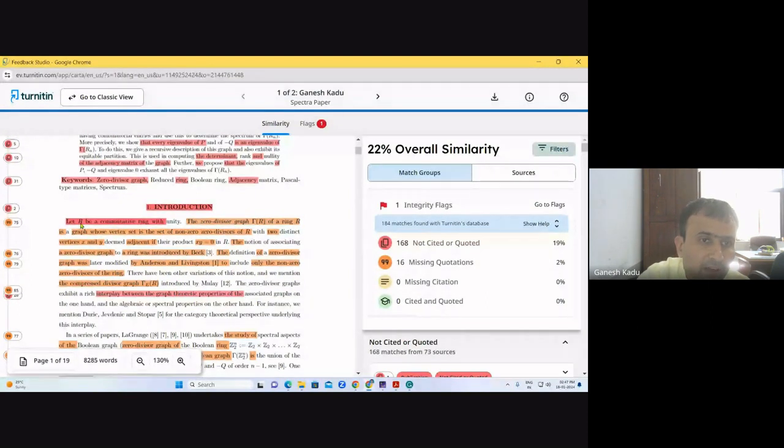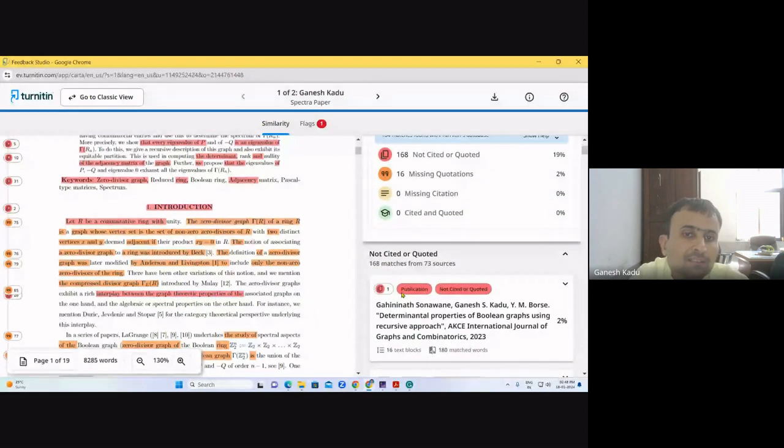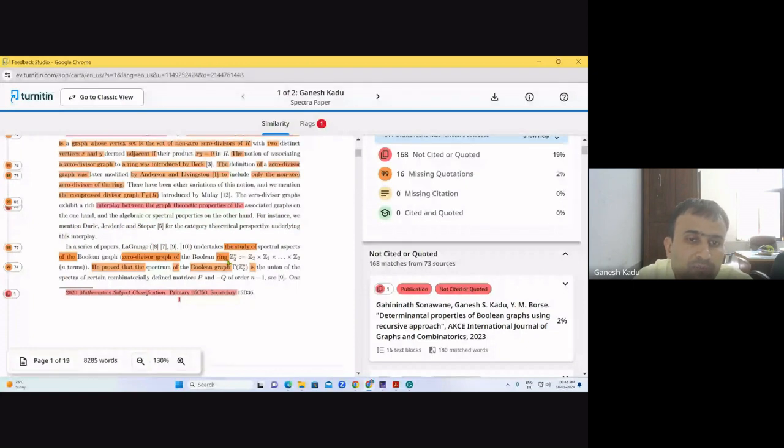But note that, so let R be a commutative ring with unity. So this is going to be a very common sentence in mathematics, but it is coming under similarity. Okay, so one has to use these packages very carefully. So this interplay between graph theoretic and properties of the associated. So it is showing that it is common to some set of articles. So there's bound to be some similarity. Okay.